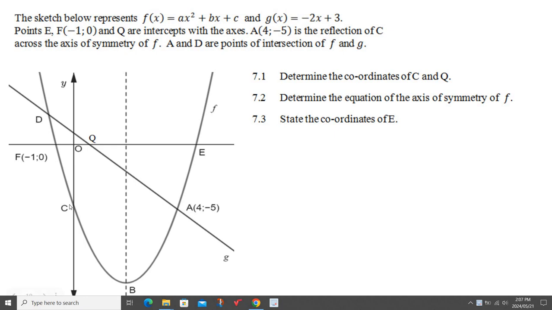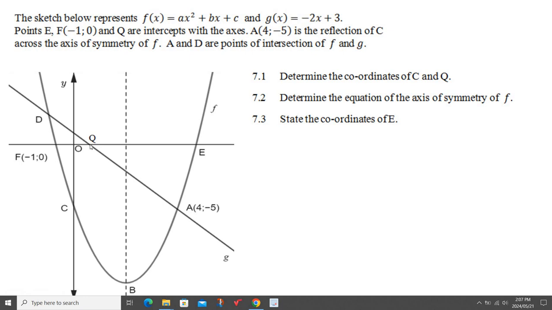They told us that C is a reflection of A across this dotted line. So if it's minus 5 here, it's got to be minus 5 over here, and it's right on the y-axis. So we know what C is, just because of that. It must be 0 and minus 5.